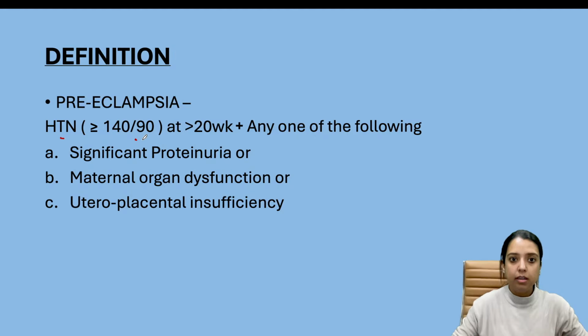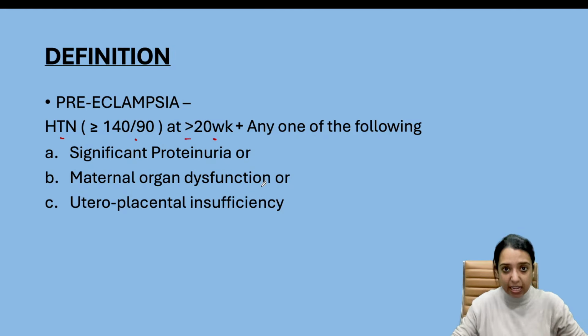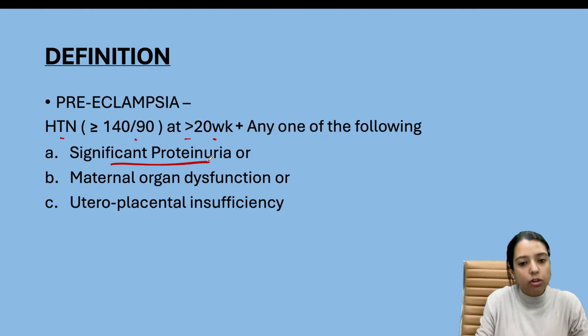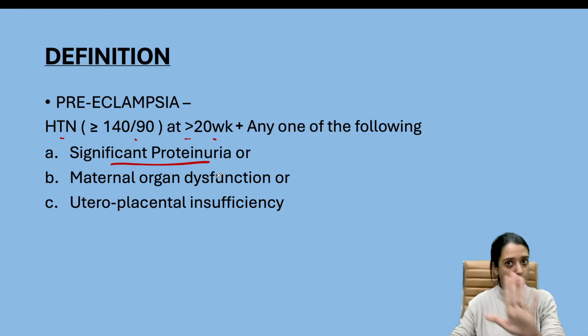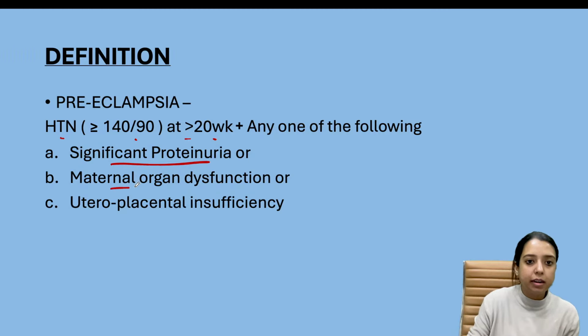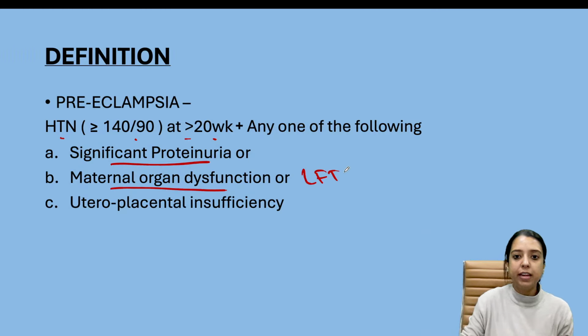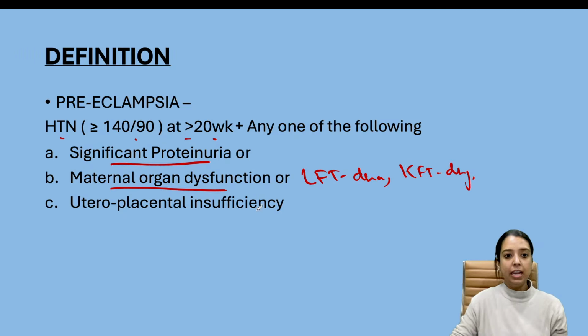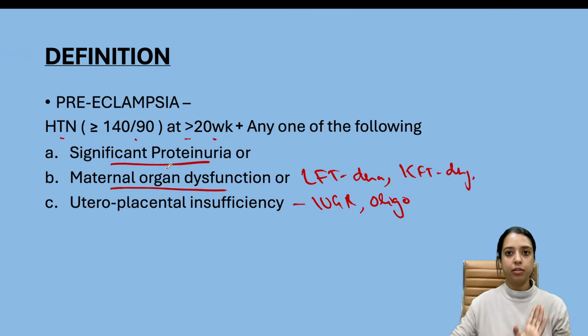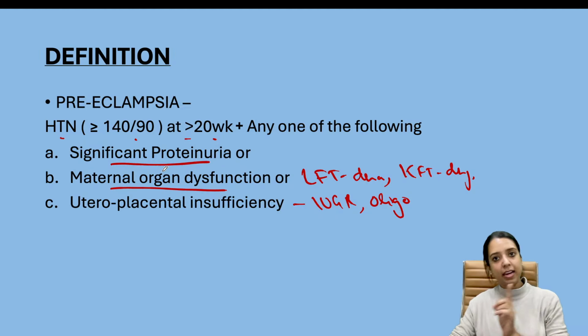Hypertension after 20 weeks plus any of the following. Either there is proteinuria, or if proteinuria is not there, then also if there is a maternal organ dysfunction, means your LFT is deranged, the patient's KFT is deranged. ठीक है, uteroplacental insufficiency, there is IUGR, there is oligo, then also it falls under the definition of preeclampsia. Hypertension with either protein positive or maternal organ dysfunction or placental insufficiency, it is all preeclampsia after 20 weeks.